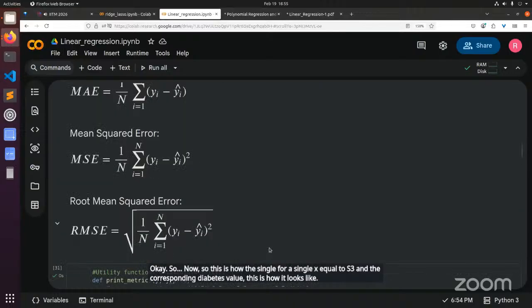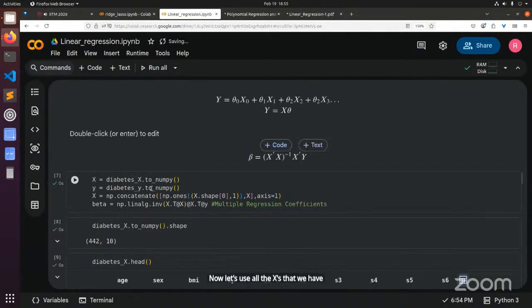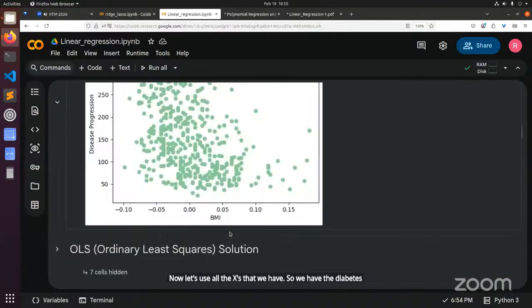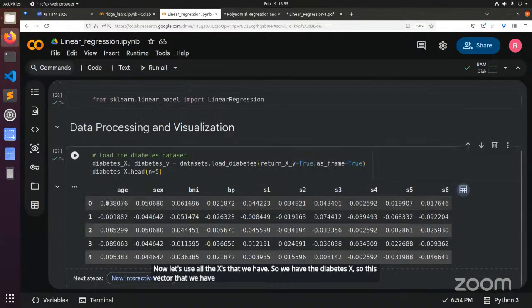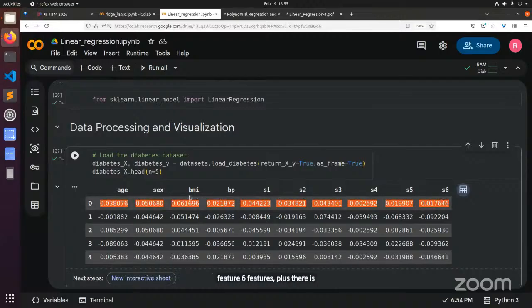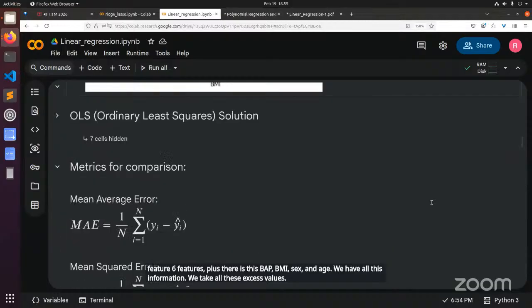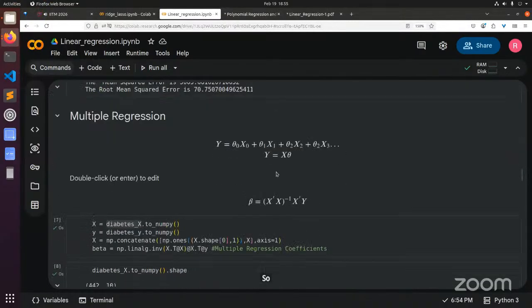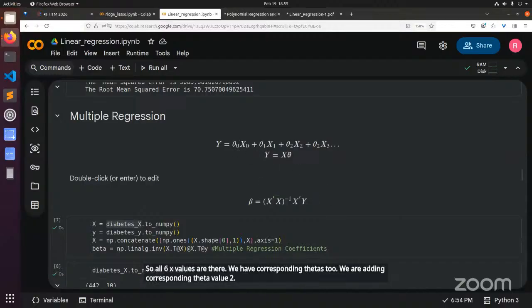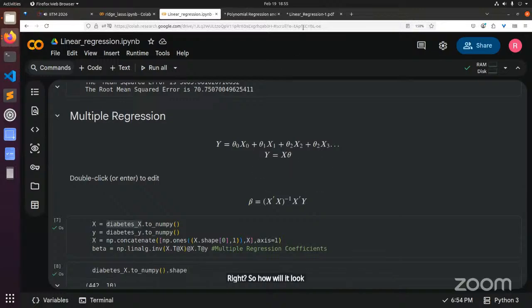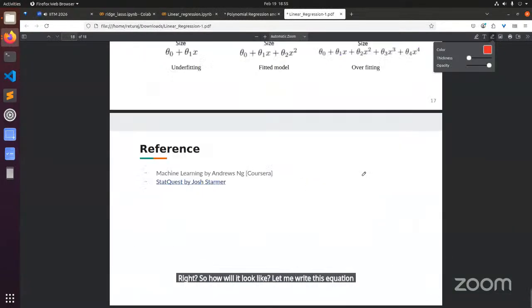Now let's use all the x's that we have. So we have the diabetes x, this vector with all features: there is BP, BMI, sex and age. We have all this information. We'll take all these x values, all 6 x values, and we have corresponding thetas too. We are adding the corresponding theta value too, right? So how will it look? Let me write this equation here.